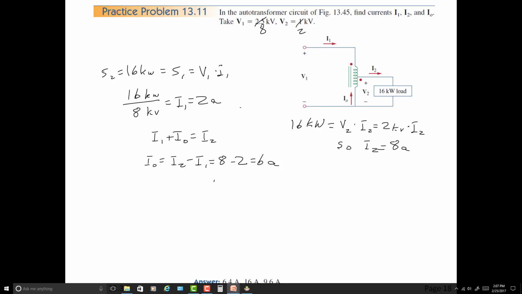Okay, I think there's a bunch of other example problems. So between that and this, I think we'll call this the conclusion of Chapter 13. We're not going to cover three-phase transformers, and we'll be getting on with the next material.